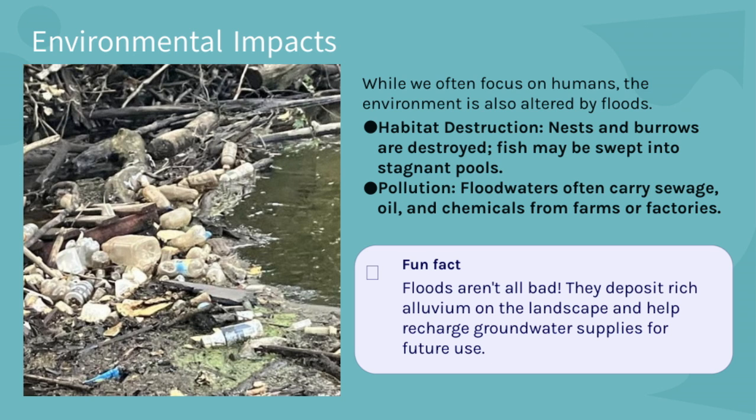It can pick up sewage, oil, chemicals, litter, pesticides, and fertilizers. These pollutants may come from roads, farms, factories, drains, and homes. When polluted floodwater spreads across land or enters rivers, it can harm wildlife and contaminate ecosystems. It can reduce water quality and damage plant and animal life.